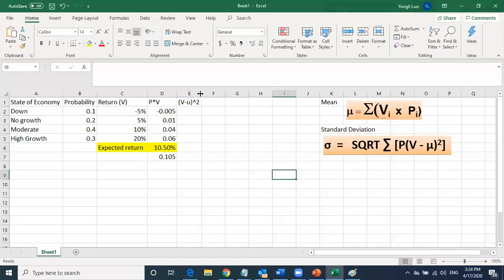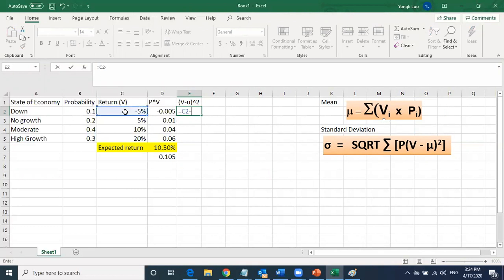So we have the deviation. This is your return minus the mean. We choose this one and put a dollar sign, because this number you don't want to change, so you put the dollar sign to fix it. Then you close the parentheses and square it. This is the return minus your expected return, squared.